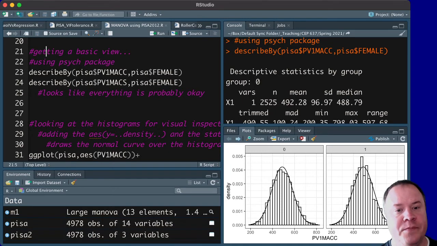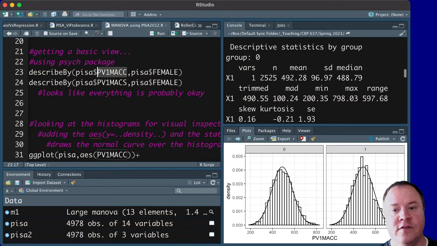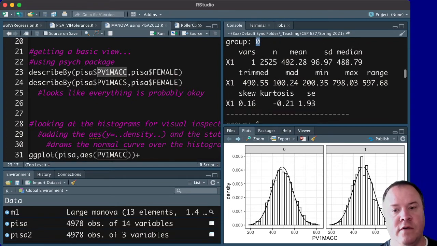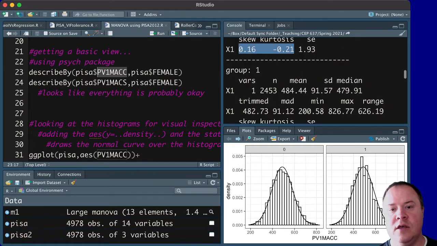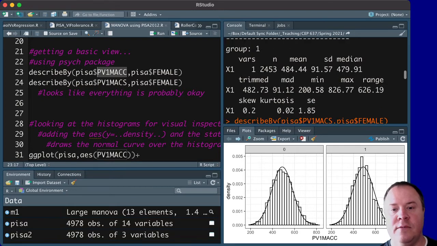So for algebra, this first one here, you can see group 0, so these are the males, they have a mean score of 492. Skew and kurtosis values look like they are in check, so probably no normality issues at the univariate level for that group. And then group 1, these are the females, and they scored slightly lower, 484 mean score. Skew and kurtosis values also look reasonable, very close to 0. Actually, they're a little bit more normal than the males.